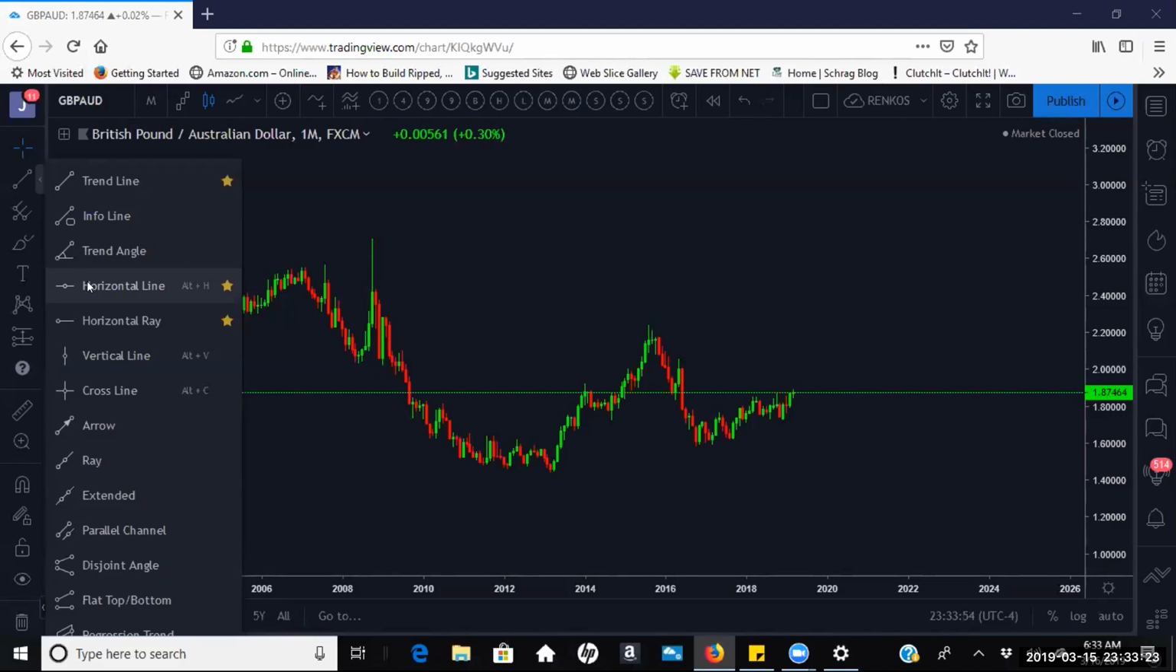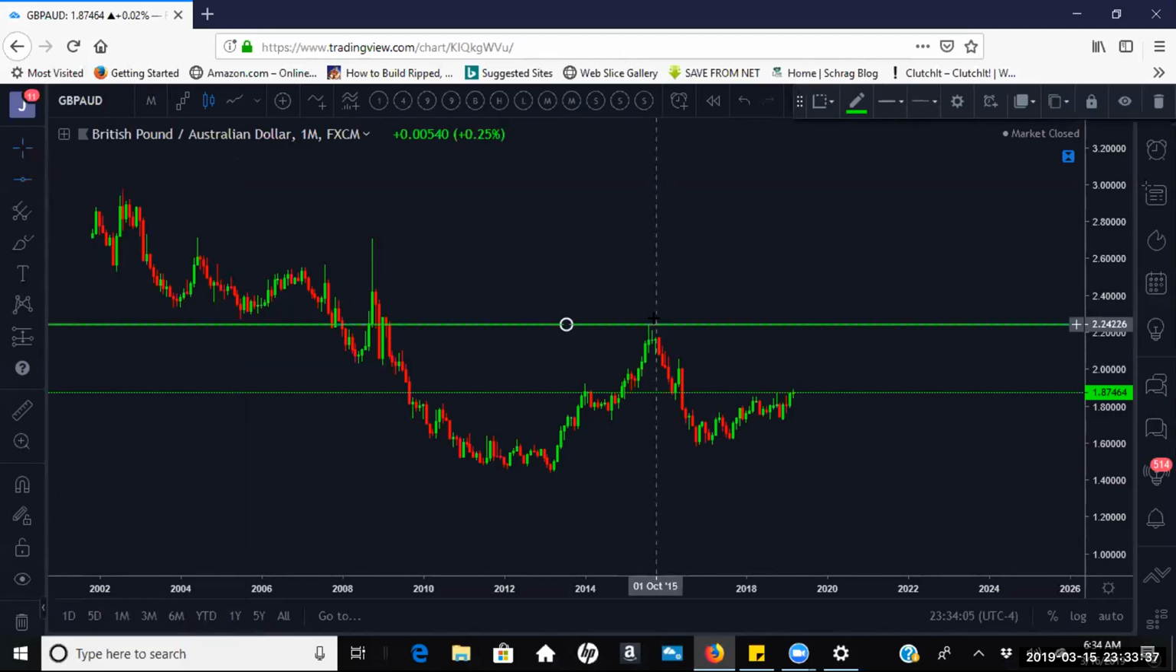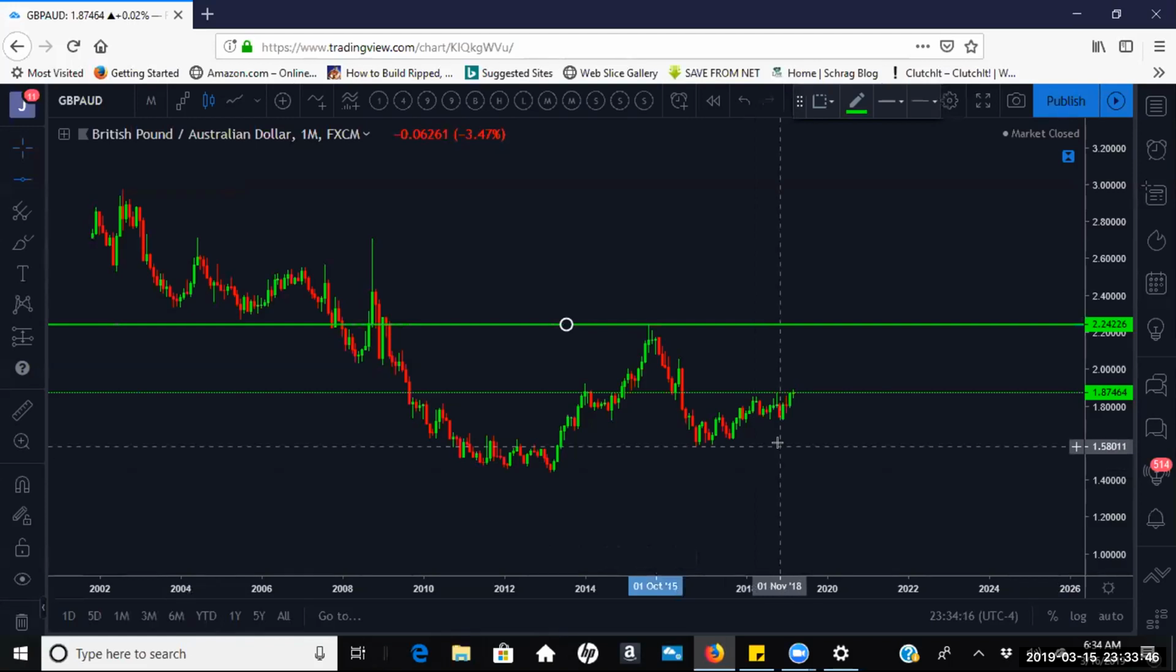I like synergy. Let's go ahead and say market structure. Market structure is your best friend. I will tell you this right now, ladies and gentlemen: if you learn market structure, there is nothing else that you will need.